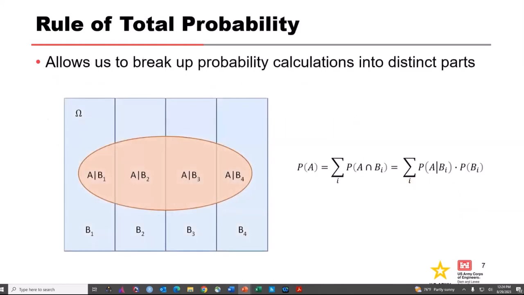Next one is the rule of total probability. If you've ever done any risk modeling or risk calculations, this is really commonly used. And a lot of these rules allow us to decompose our risk estimate into smaller pieces, estimate each piece, and then combine them to get the total risk estimate. So this allows us to break up our probability calculations into distinct parts.